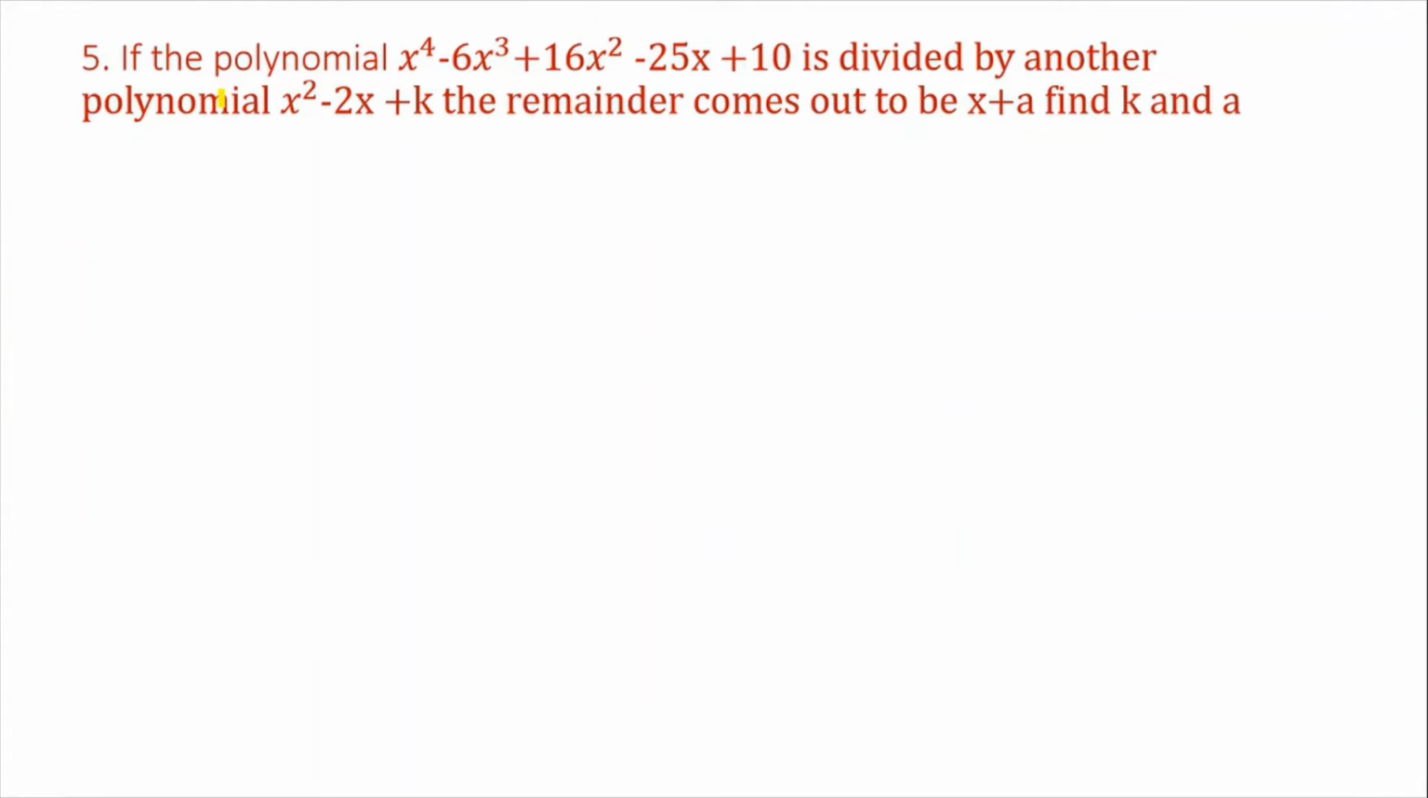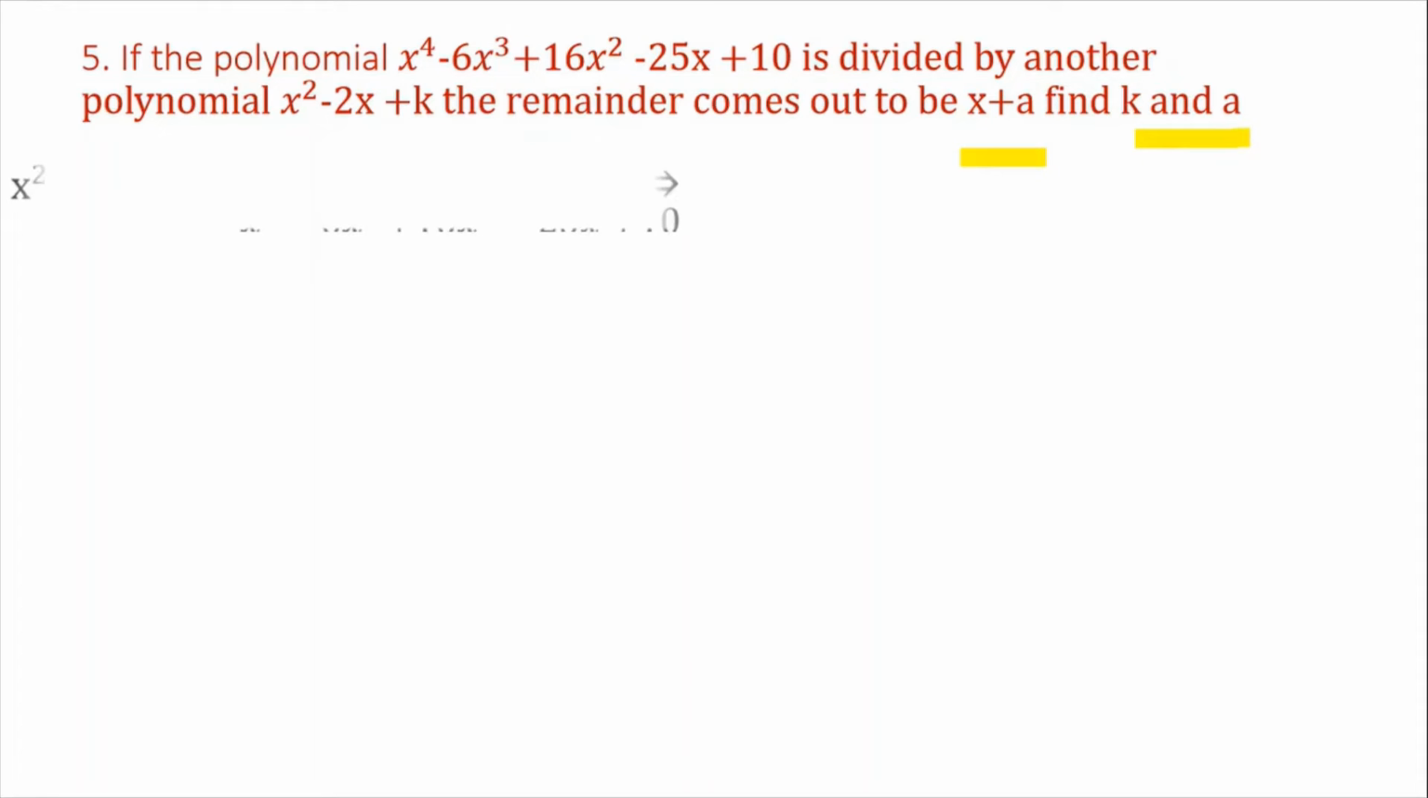If the polynomial x power 4 minus 6x cube plus 16x squared minus 25x plus 10 is divided by another polynomial x squared minus 2x plus k, then the remainder comes out to be x plus a. Then find k and a. In the given question, two polynomials are given, and if the first polynomial is divided by the second polynomial, the remainder comes out to be x plus a. So they are asking us to find the k and a values.